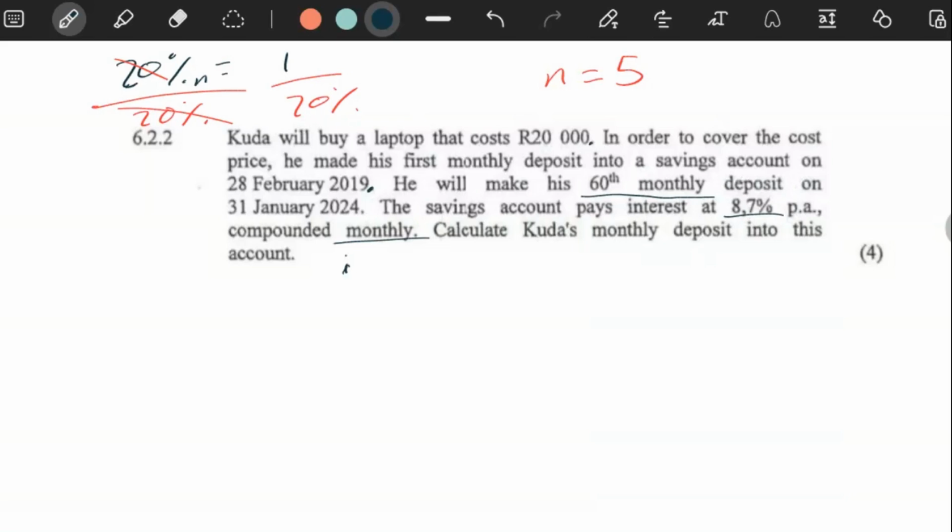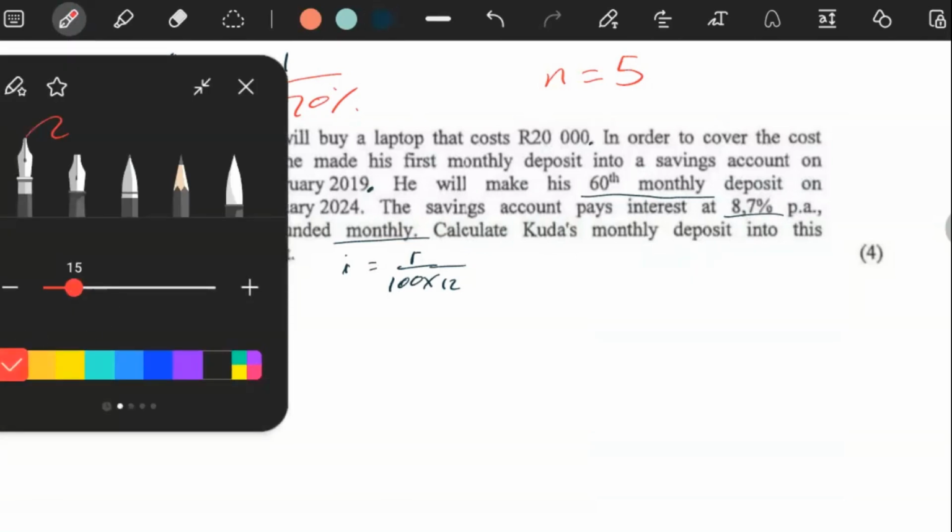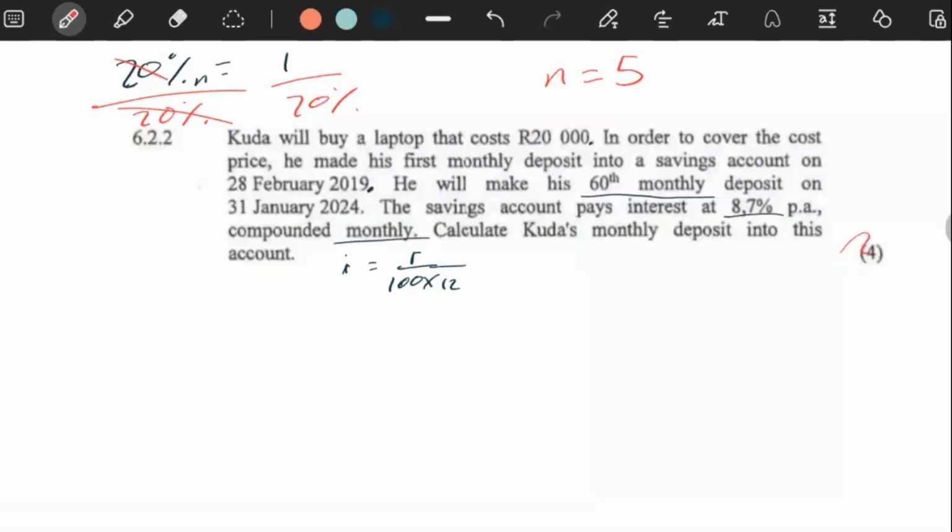So it means that I is going to be equal to R over 100 times 12. And then it says calculate Kuda's monthly deposit into his account. What's very important is don't overthink a question like this, because first and foremost, they have given you quite a lot of information already, and it's just a formal question. There's not a lot of overthinking that should go into this, especially when it says that his first deposit is the 28th of Feb 2019, and his 60th deposit is on the 31st of January 2024.